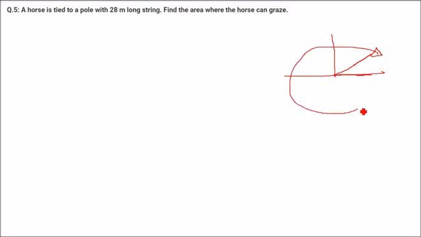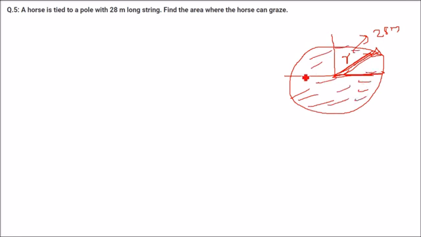Now when the horse moves around, it will make a circle. This is a radius. This is a radius. So the radius is nothing but 28 meters. Because the string is of fixed length, the horse can graze only this area. It may revolve around the pole, which acts as the center point, which we call the center of the circle. So now we just have to find the area.